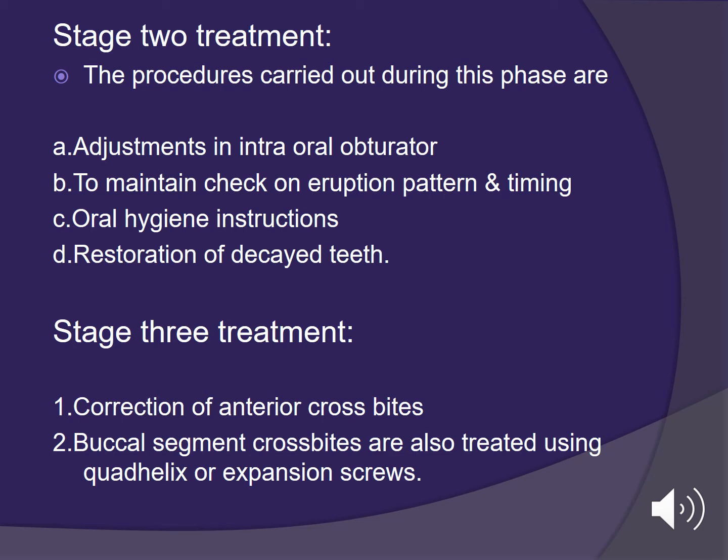And then after that, we will move into stage 3 treatment. So, what will we do during this stage? At this stage, we will try to correct the anterior crossbite, and we will also try to correct the buccal segment crossbite using a quad helix or expansion screw.